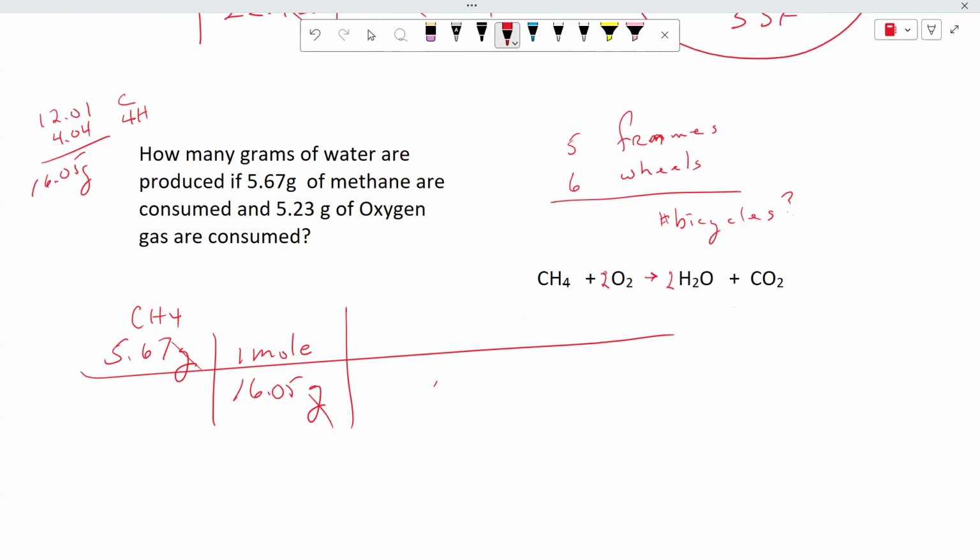Okay, so it's going to be 2, 1, and this is going to be 18.02 grams per 1 mole. Okay, so moles cancel, leaves us with grams of water. Now this is ignoring the oxygen gas. I'm going to do another calculation using the oxygen gas and ignoring the methane.